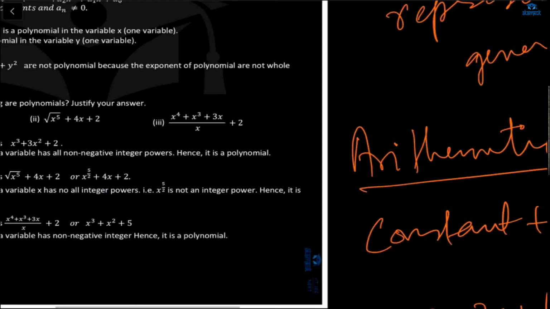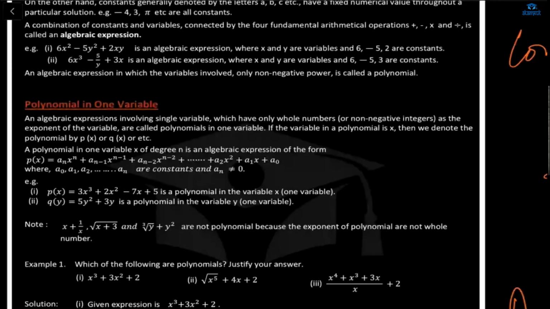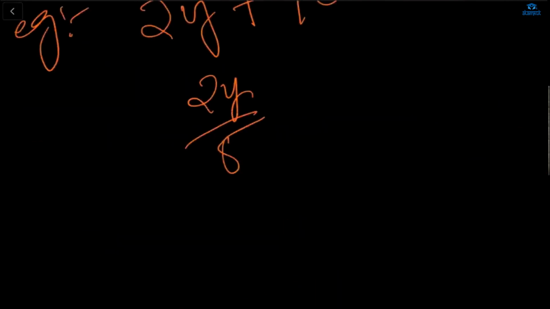Let's see. First we'll discuss the polynomial in one variable, but a simple definition of a polynomial is an arithmetic expression in which the variables involve only non-negative powers. It is an algebraic expression whose variables have non-negative powers. Only non-negative powers should be there. Non-negative power means the power should be a whole number, like 1, 2, 3, maybe 0, 5, 6, whole number powers.